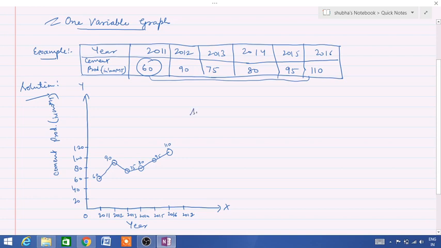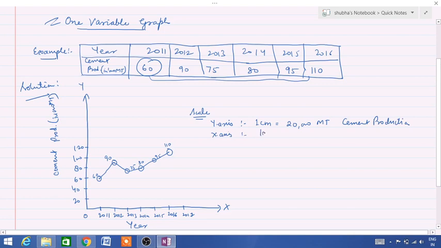The only thing left is the scale. Scale is very important. On the y-axis we have taken 1 centimeter equals 20,000 million ton cement production, and on the x-axis 1 centimeter equals 1 year. I think it is clear to you how we make a one variable graph.